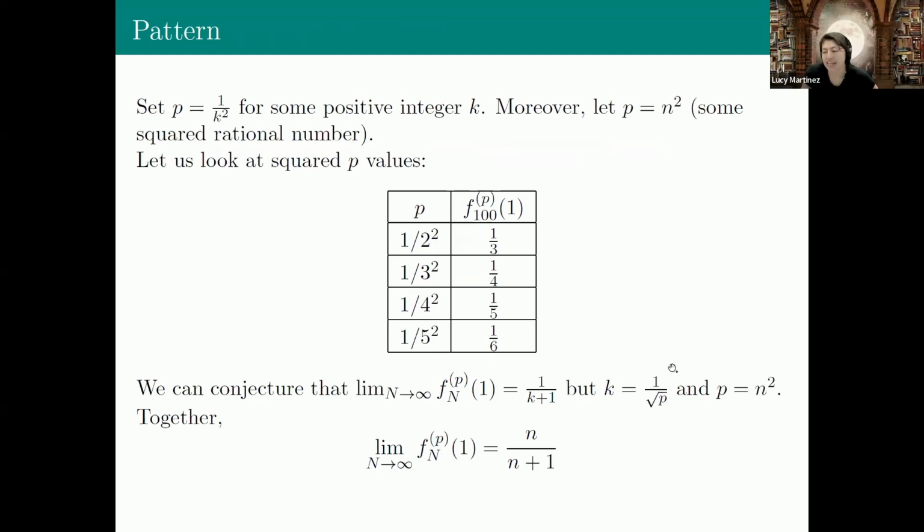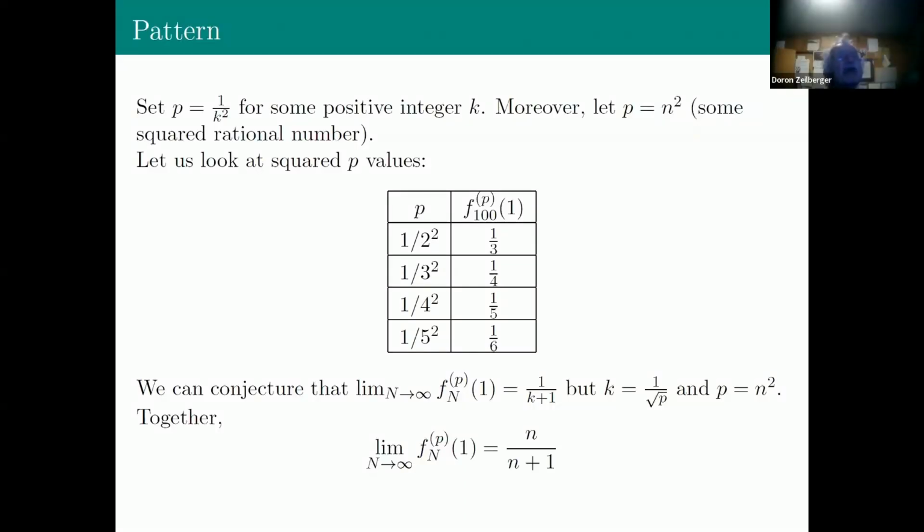But we have to remember that k is 1 over square root of p, or think of p as equal to n squared. And the reason why we're looking at p equal to n squared is because I want to get expressions in terms of n that look nicer than what the expression actually is. So again, plugging in here n equal to square root of p, we should get back to the expression from a few slides before.